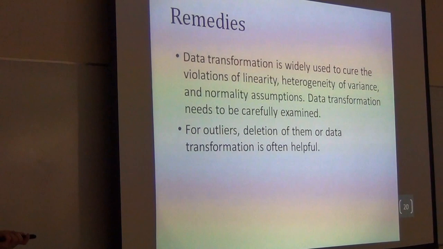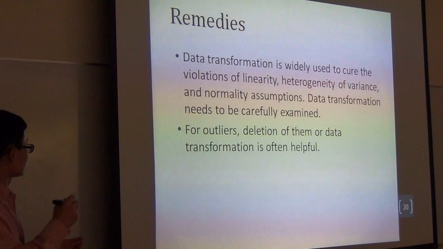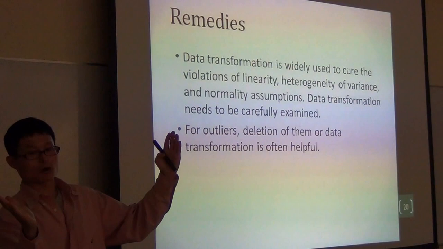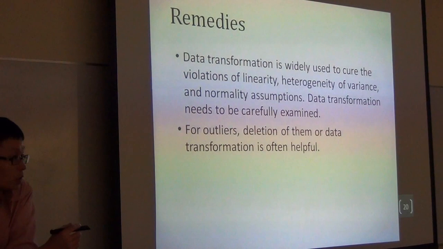For outliers, the most popular remedy is that people typically eliminate outliers from the data. That's okay if you have a large sample. Another example is data transformation, because if you transform the data, the outliers may come closer to the rest of the data, so that's also possible. But for outliers, from my point of view, when you eliminate outliers, you should be very, very careful. This is just from my point of view.